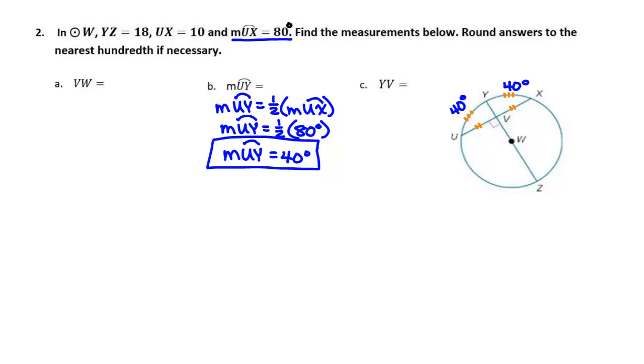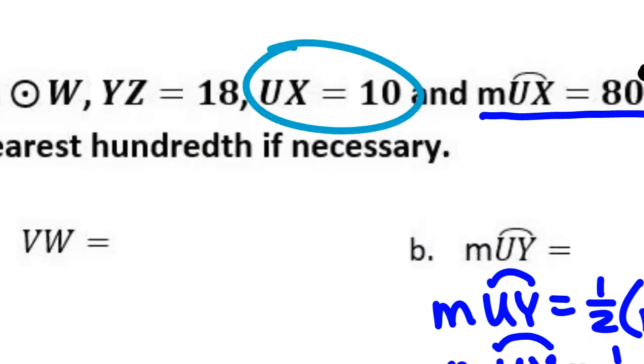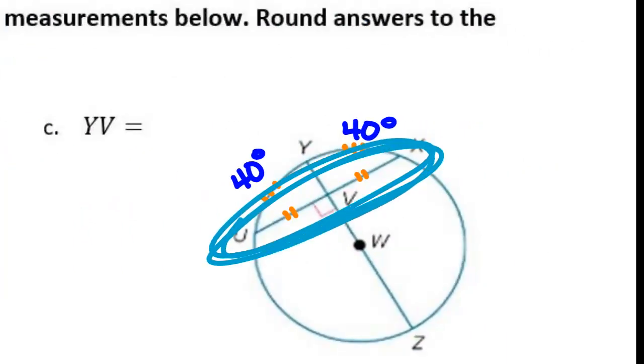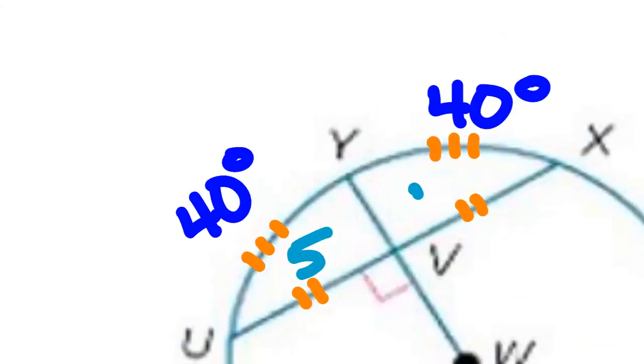The first thing that they actually asked us for was, oh wait, I haven't finished looking at all of our given information yet. My bad. Says UX is 10. UX is this whole chord. How big is each portion then? 5, because it's being bisected. So 5 and 5.